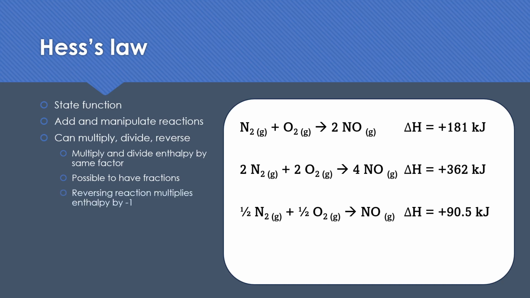And if we reverse the reaction, we multiply the enthalpy by -1. So whatever manipulation you do to the reaction, you do the same manipulation to the enthalpy. So multiply, multiply, divide, divide. Those are really easy. And then reverse, multiply by -1.